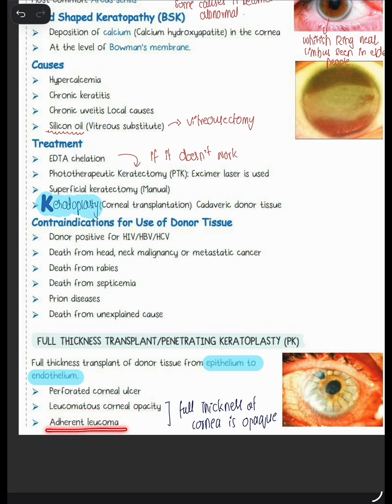adherent leukoma. In perforated corneal ulcers and in leukomatous corneal opacity, there is opacity from half of the thickness to the full thickness of the cornea, and in adherent leukoma the full thickness of the cornea is opaque.